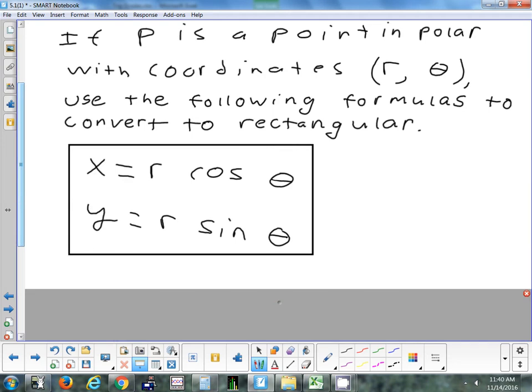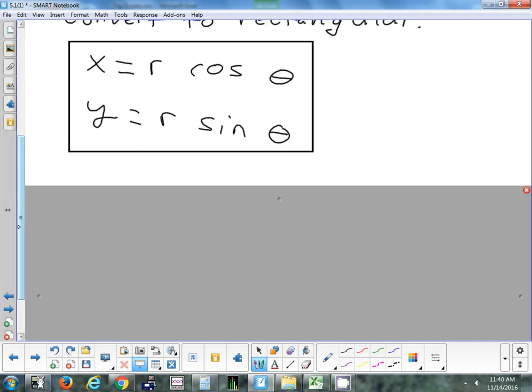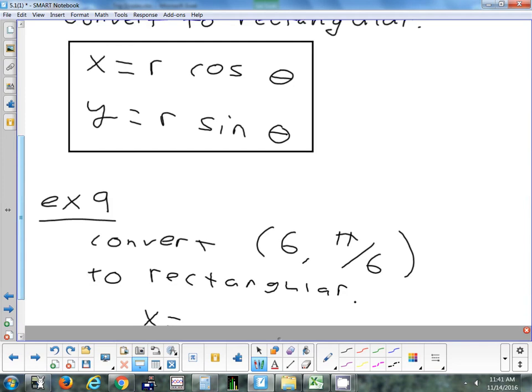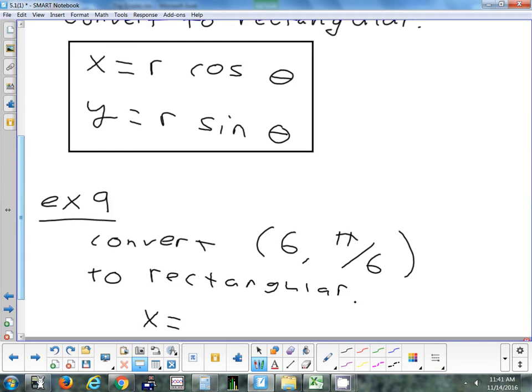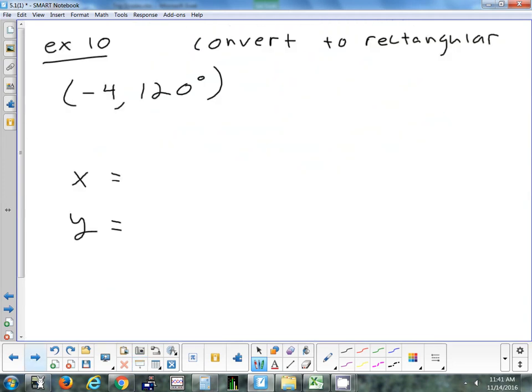Okay, so we'll finish up just by trying two examples where we change rectangular to polar. I'm sorry, polar to rectangular. It doesn't matter if they give you radians, that's fine. If they give me radians, I'll just put my calculator in radians. If they give me degrees, I'll put my calculator in degrees.